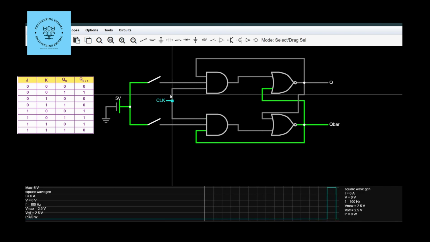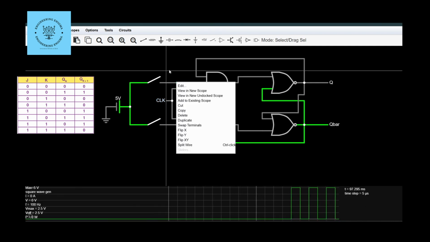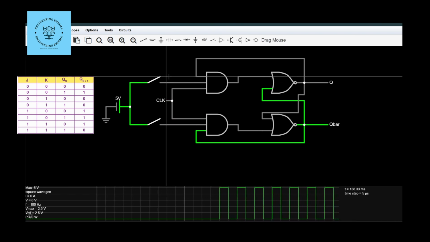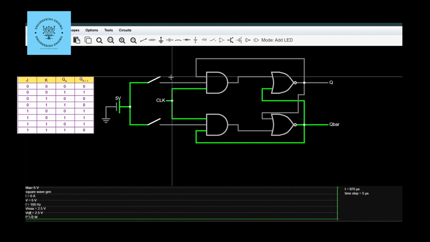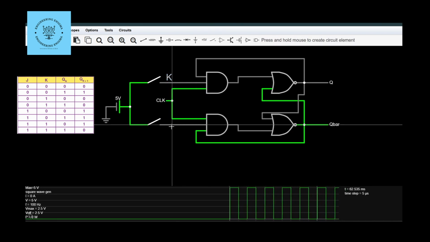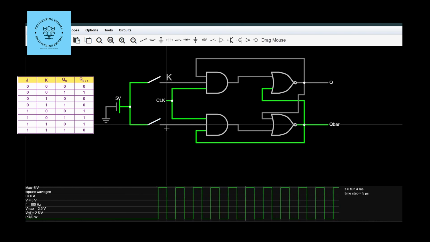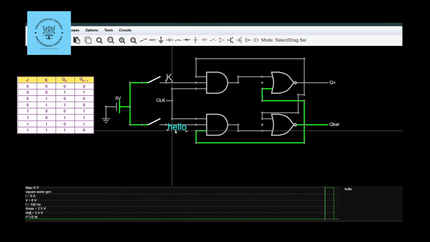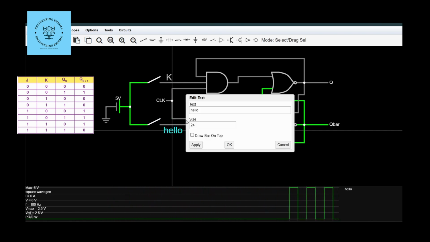First case, when J equals 0 and K equals 0 and clock is high, both inputs are inactive, so the output remains the same. This is hold condition. Second case, when J equals 0 and K equals 1 and clock is high, the reset path becomes active. The output Q becomes low. Third case, when J equals 1 and K equals 0 and clock is high, the set path becomes active. The output Q becomes high.